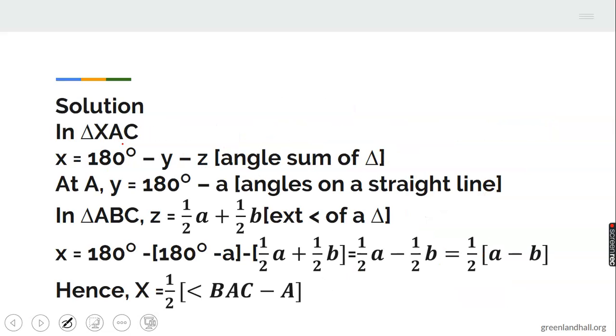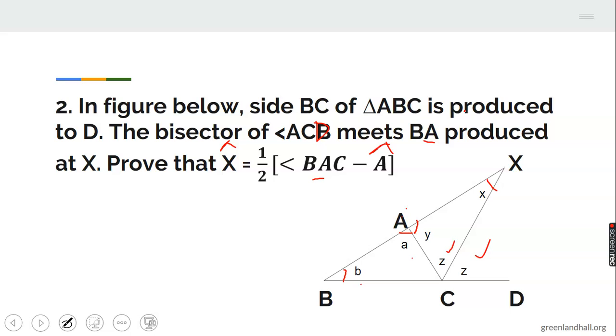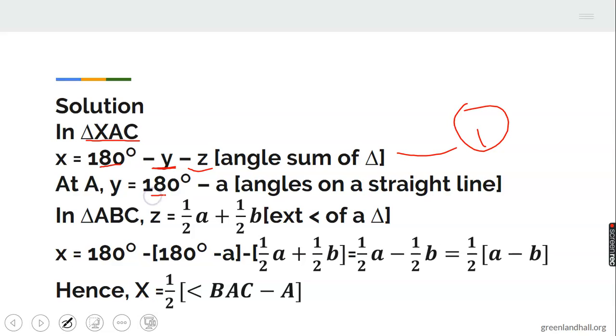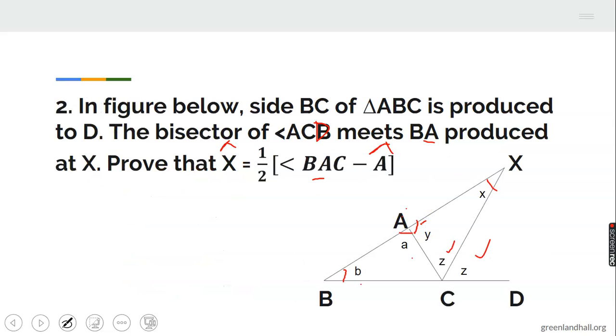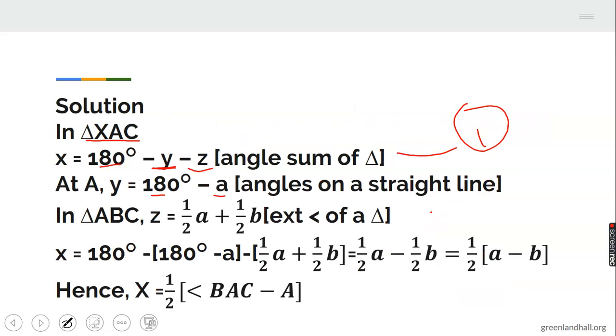Okay. In triangle XAC, X is equal to 180 minus X minus Y minus Z, because the sum of angles in a triangle is 180. So this is equation 1. At point A here, I have this. It's 180, angle Y here, because angle on a straight line is 180. I'm making Y the subject. I have Y equals 180 minus a.